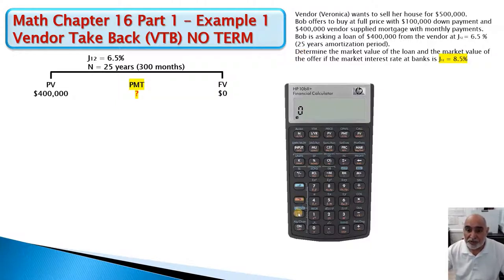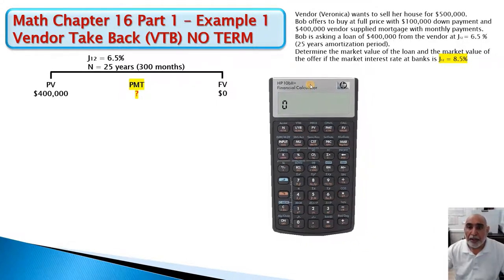Okay, so let's first of all clear the calculator. And I'm going to find the payment. So do we need to convert? No, it is already J12. So J12, 12 goes there, and 6.5 goes here. Okay, and we're done. Interest rate is done. N, 300. This has already been done. PV, 400,000. Loan, remember, loans are positive numbers. PV is a loan. So loan is a money that comes to a person. Okay, payment we're looking for, FV is 0.